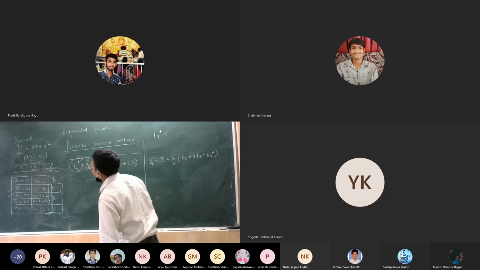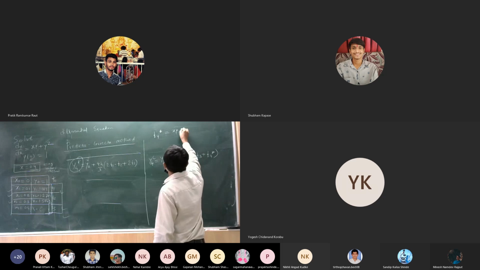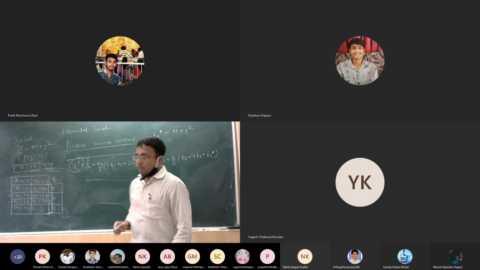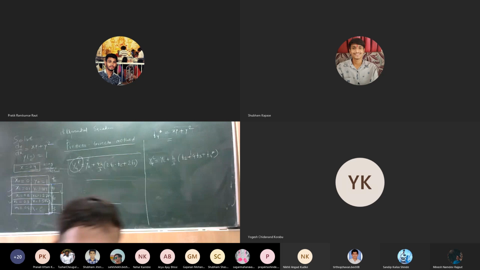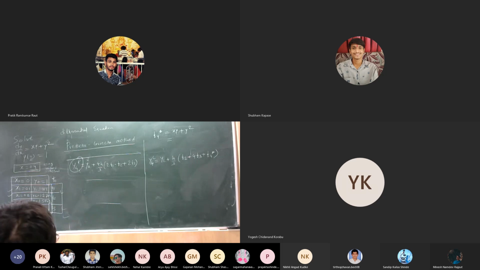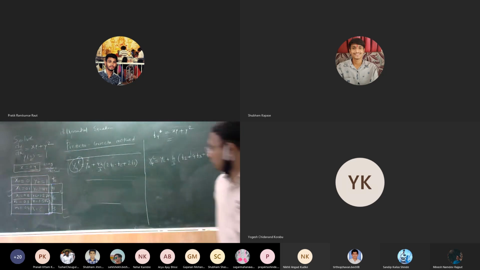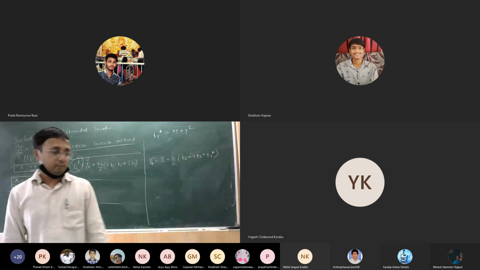What is the function? That is x1 plus y square. F1, F2, F3 calculated. Anybody? Somebody is not getting the values here. I will rewrite here.